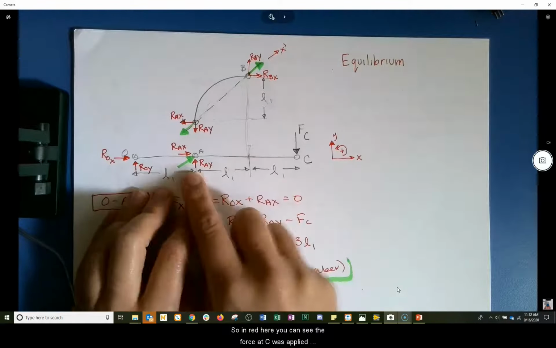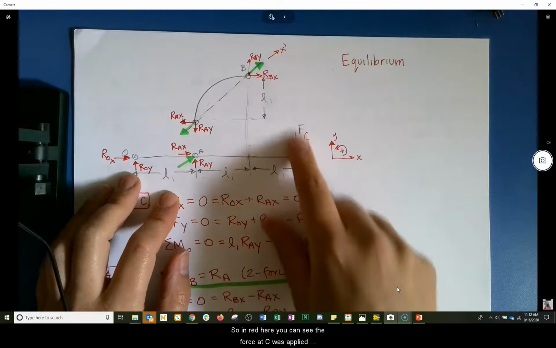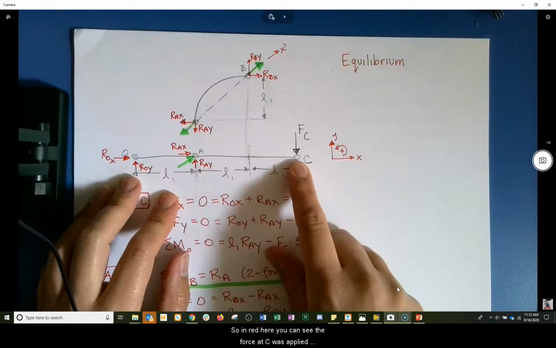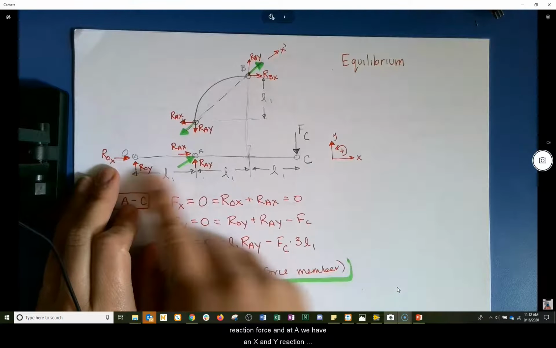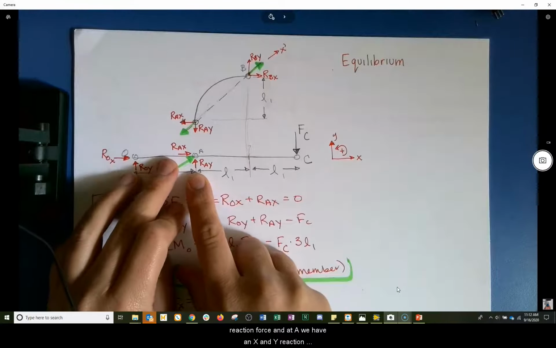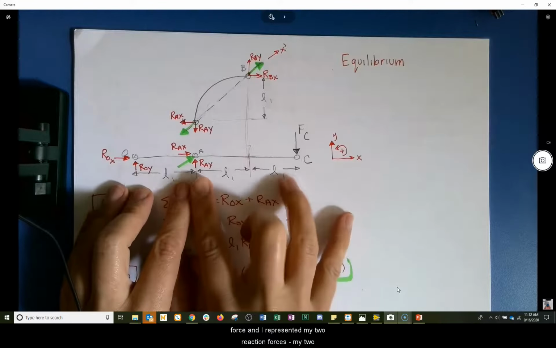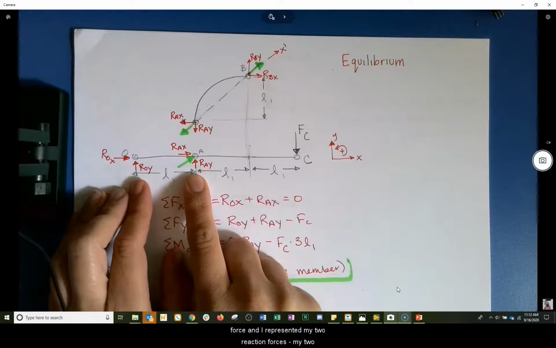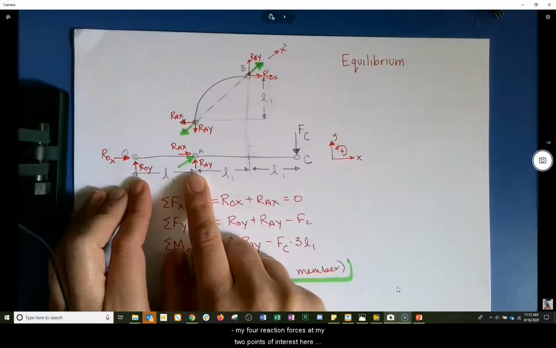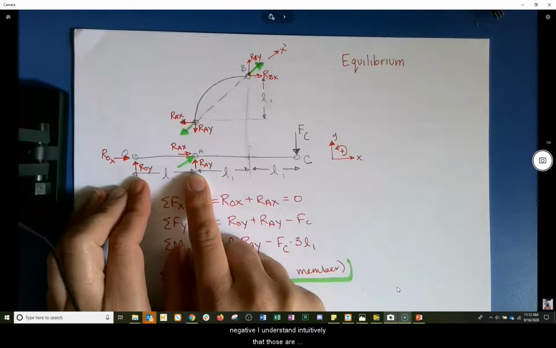So in red here you can see the force at C was applied and provided. At O we can have an X and a Y reaction force. At A we have an X and a Y reaction force. And I represented my 4 reaction forces at my 2 points of interest here in their positive directions. That way if they come out negative, I understand intuitively that those are negative.